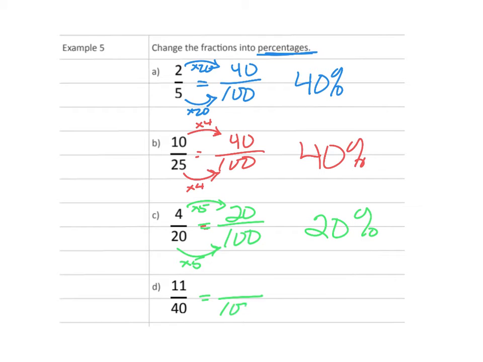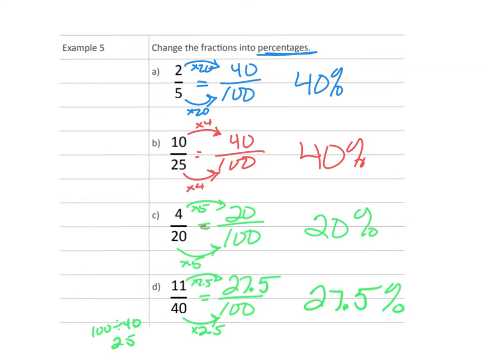Let's do it again. Out of 100. 40 does not go evenly into 100, so there's going to be some sort of decimal. So let's do 100 divided by 40, and that gives me 2.5. So I'd multiply it by 2.5. So 11 times 2.5. Probably not going to be perfect. 27 and 5 tenths. We can still use that as a percent. 27.5%. Definitely can have half percents.